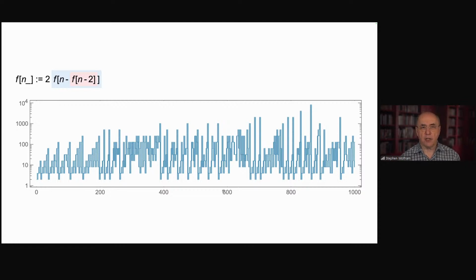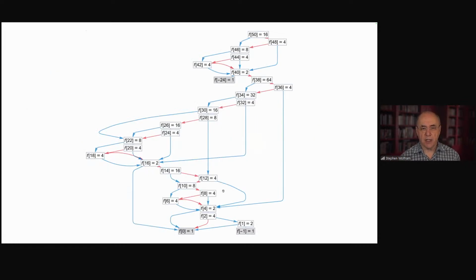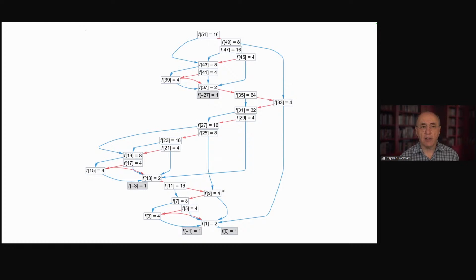Anyway, the evaluation graph for f(50) in this case looks like this. And there's something that is immediately notable: in addition to looking back to the values f(0) and f(-1), it also looks back to f(-24). Meanwhile, the evaluation graph for f(51) looks back not only to f(0) and f(-1), but also to f(-3) and f(-27).